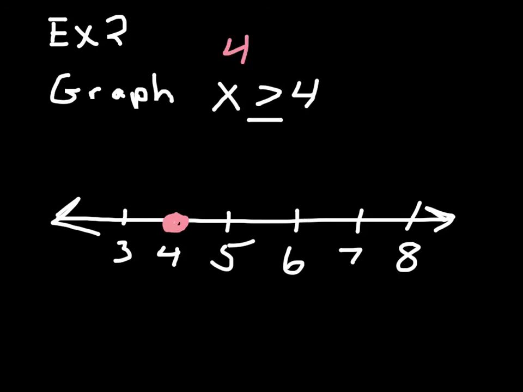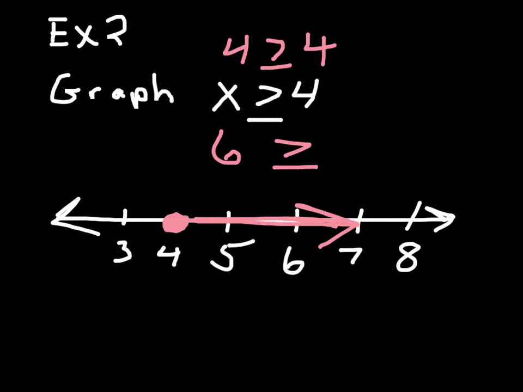Because is 4 greater than or equal to 4? Yes, it's equal to 4. And then since we want numbers greater, I'm going to shade everything to the right. So anything that's underneath the closed circle, and anything shaded to the right is going to make this inequality true. As an example, how about 6? 6 is in that shaded area. Is 6 greater than or equal to 4? Yeah, it's greater than 4.